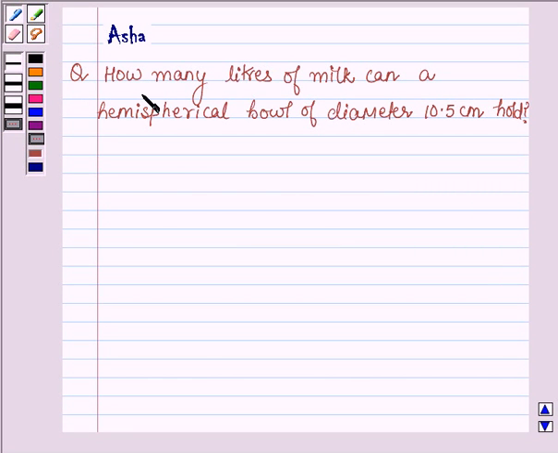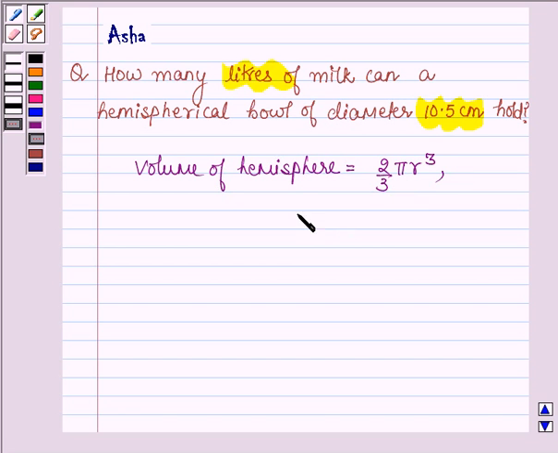The question says, how many liters of milk can a hemispherical bowl of diameter 10.5 centimeters hold? So first let us learn the formula to calculate the volume of a hemisphere. This is equal to 2 upon 3 pi r cube, where r is the radius of the hemisphere. So with the help of this formula we are going to solve the above problem. So this is our key idea.